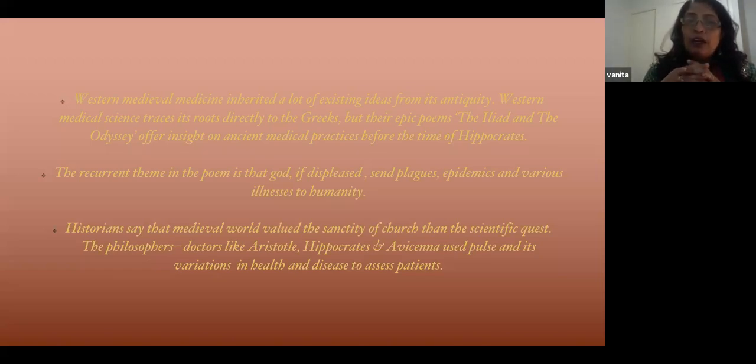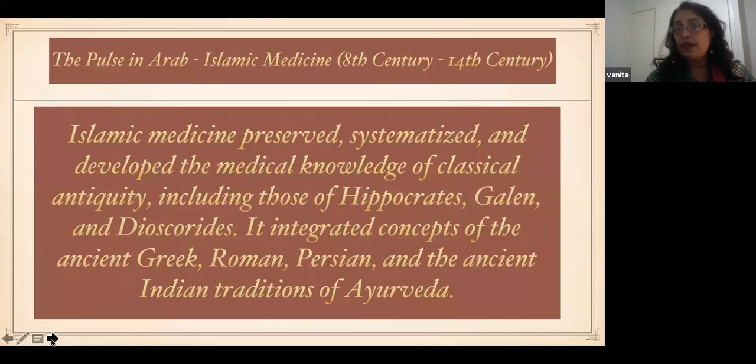So we, as historians, say that the medieval world valued the sanctity of the church more than the philosophers and doctors like Aristotle, Hippocrates, Avicenna, who used different pulse variations in health and disease to assess patients. So it's not something that has just evolved recently. As long as Ayurveda has been there, pulse diagnosis and pulse analysis have been there, even if not in much detail, even to assess your prakriti or vikruti. Pulse has always been a tool of diagnosis or analysis since Ayurveda has been here.